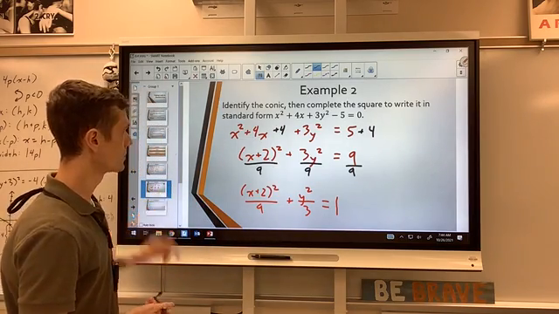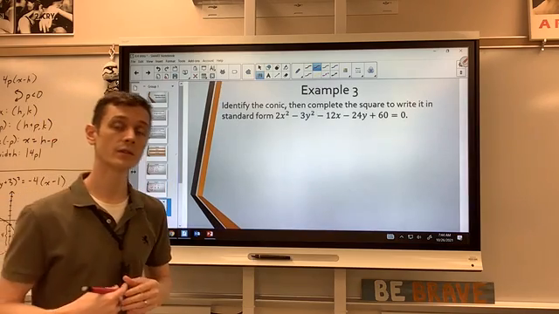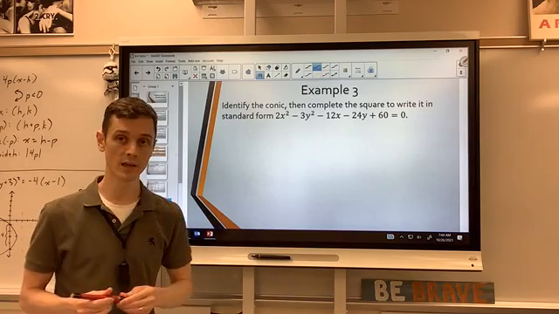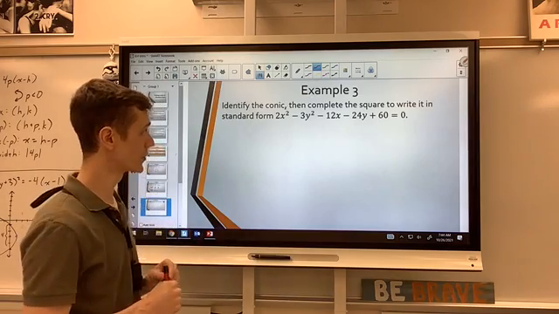My last example is going to be fairly similar to the last one because the ellipse and hyperbola have a lot in common, but I did add some complications to this one. So this will be the toughest of the examples so far.